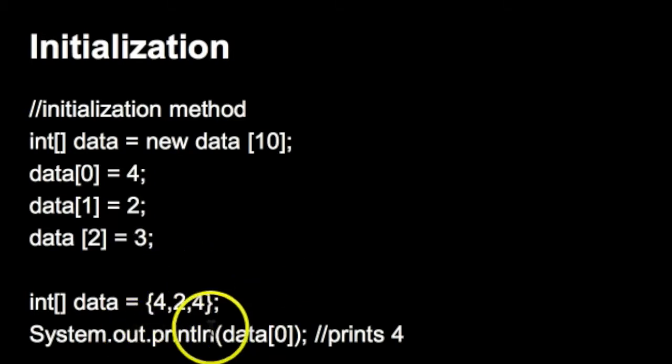But an easier way of initializing would be to say int array data is equal to, and then with curly braces and a semicolon at the end, 4, 2, 4. And this creates 3 elements of your array. And if we print out our data[0] at index 0, it'll print out 4 because we already initialized 4, 2, 4, and that would be our array.